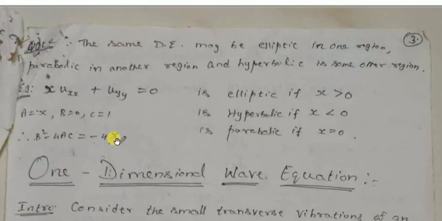If x is less than 0, x is negative, so the entire term will become positive. So b square minus 4ac is positive means I will classify the given equation as hyperbolic. If x is equal to 0, the condition will become equal to 0. Then in that case I will classify the given equation as parabolic.